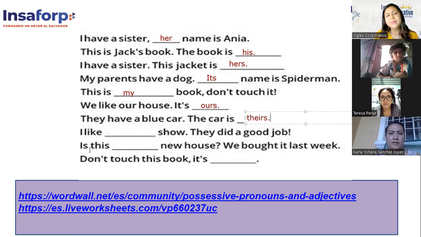They have a blue car. The car is theirs. Okay. They did a good job. Dice, me gusta. So, ¿de quién? Ellos hicieron un buen trabajo. They did a good job.